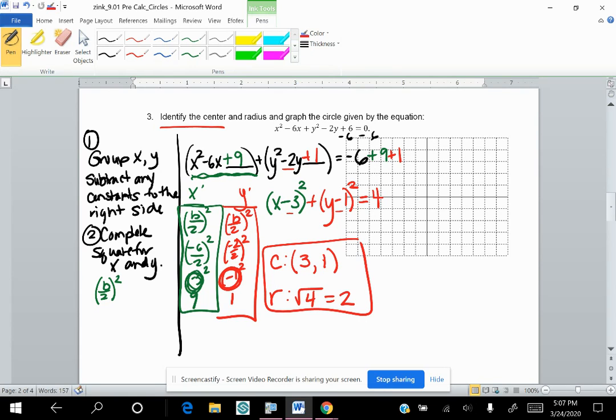And then it says graph. So when you graph a circle, you're going to put your center there first. So 1, 2, 3, 1. So again, you're moving from 0, 0, right 3, up 1 is your center. And our radius is 2, so I'm going to count 2 boxes to the left, 2 to the right, 2 up, and 2 down. And since we don't have a compass, we're just going to do a rough sketch there.